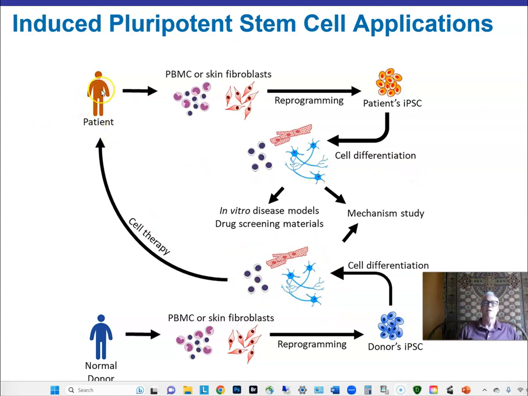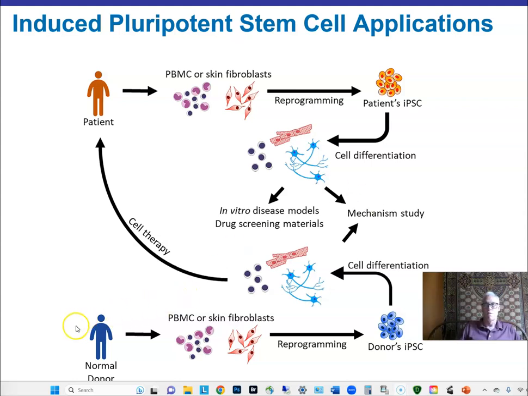Sometimes you can take cells right out of someone's body and then induce them to develop into a particular tissue that can be used for in vitro screening, as we mentioned, studying the mechanisms of disease, and creating disease models in vitro, meaning in the laboratory.